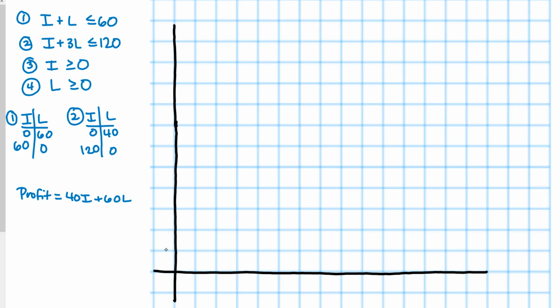Okay, so we need to be able to go out as far as 120. So I think I'm going to go by tens on my x-axis. And I'll just go by tens on my y-axis also. Okay, so now let's go ahead and graph. For line 1, we have the point (0, 60) and the point (60, 0). Again, please use a ruler if you can. It's going to make this so much better.